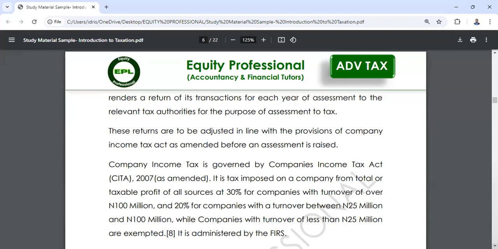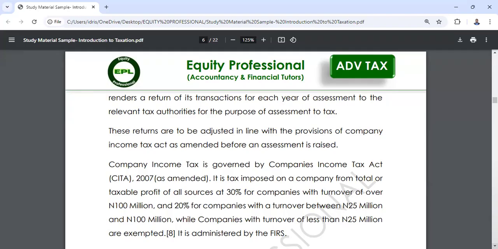What is the rate of company income tax? Like I said earlier, the rate of company income tax according to Finance Act 2020 depends on the turnover. If your turnover ranges from 0 to 25 million, that means you are a small company. Your company income tax rate is 0%. According to Finance Act 2020, a small company that has a turnover less than 25 million in a year is not expected to pay company income tax.